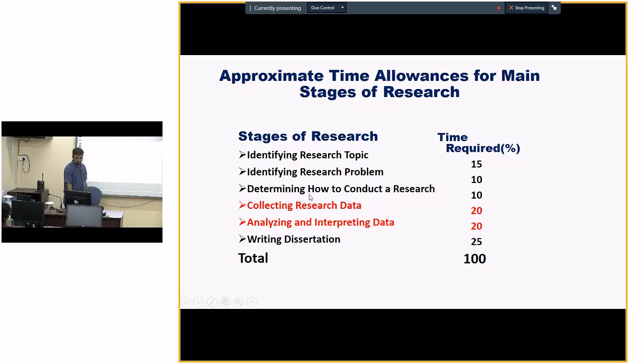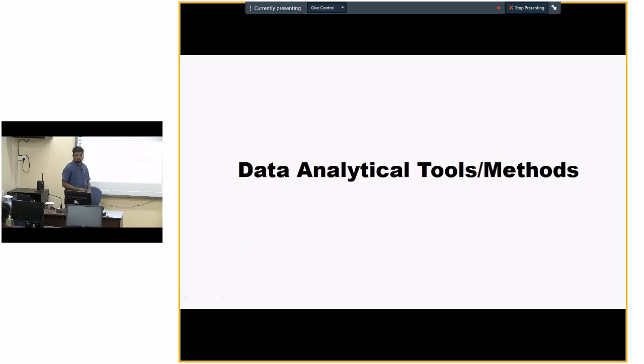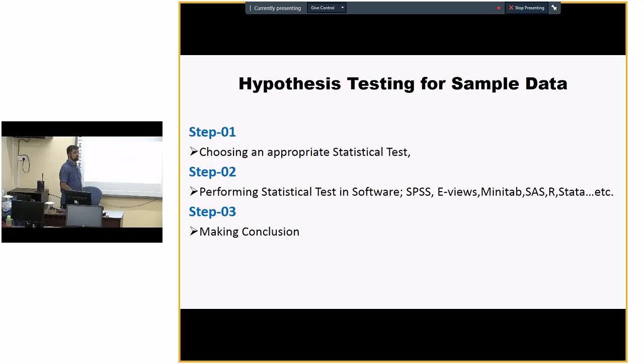Right. Now, data analytical methods or tools, right? There are a number of data analytical methods, right? Some are parametric, some are non-parametric, some are descriptive statistics, some are inferential statistics, right? Then there are a number of things. Now here, our task is to identify this analysis process and how to test that type of hypothesis.